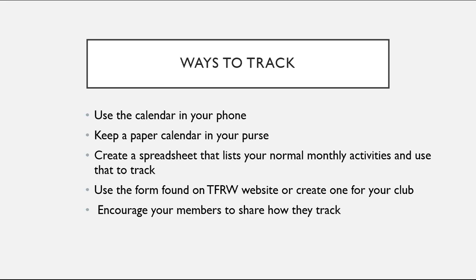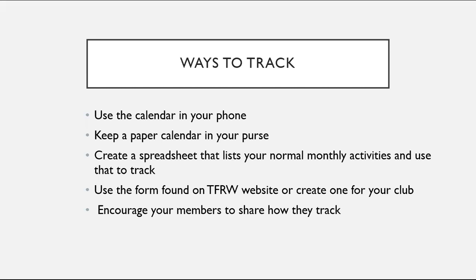Create a spreadsheet that lists your normal monthly activities and use that to track. I do it that way so that I've got my board meetings, my club meetings, my executive meetings, and my campaign activities work. Then I fill in how many hours I do at a time. Use the form found on the TFRW website. There are four different ones I've posted as samples, so try those and see which one works for you. And encourage your members to share how they track.